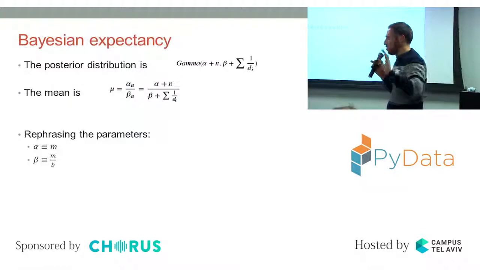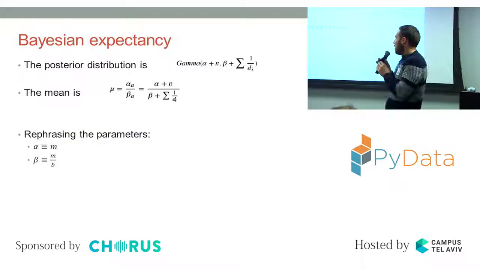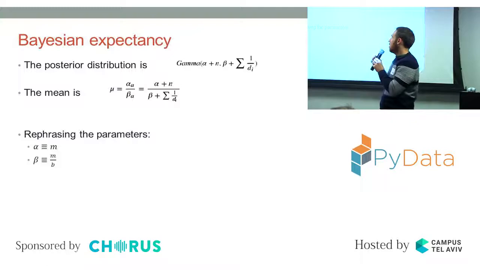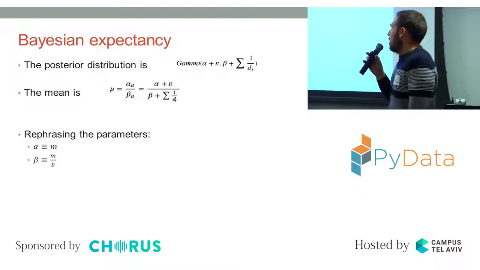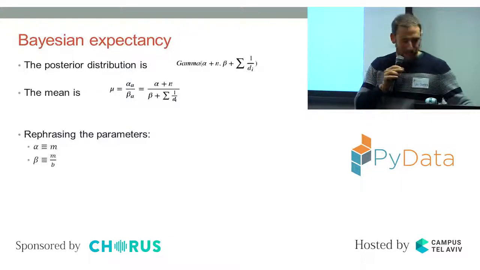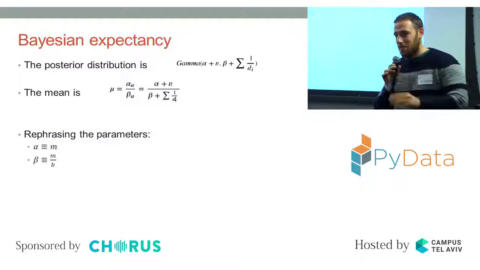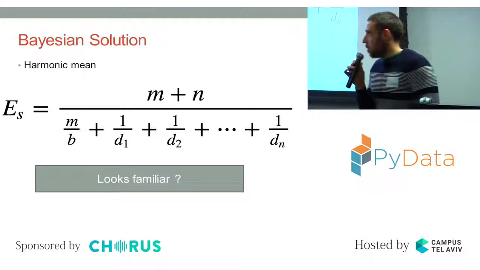Again, rushing through the formulas, I'm cheating a bit. At the end, I know that the distribution, given the assumption of the exponential likelihood and gamma prior, is going to look like that, which means the initial alpha plus the number of dwell times that I have, over the denominator, beta plus the sum of 1 over the dwell times. If I rephrase the parameters so that alpha is now called m, and beta is now called m divided by b, whoa, I get this formula.